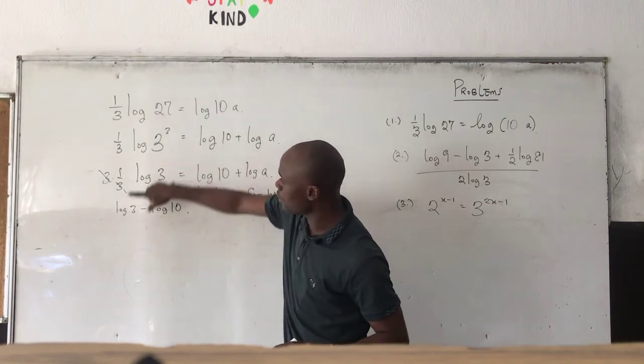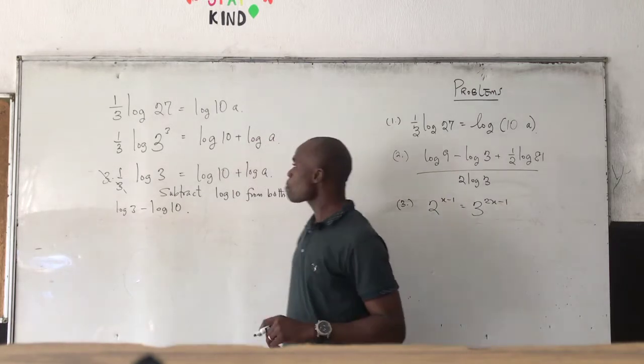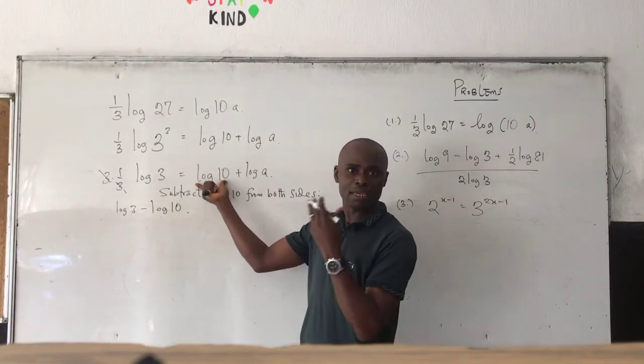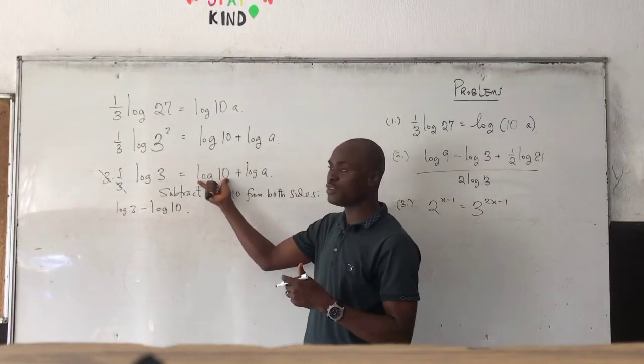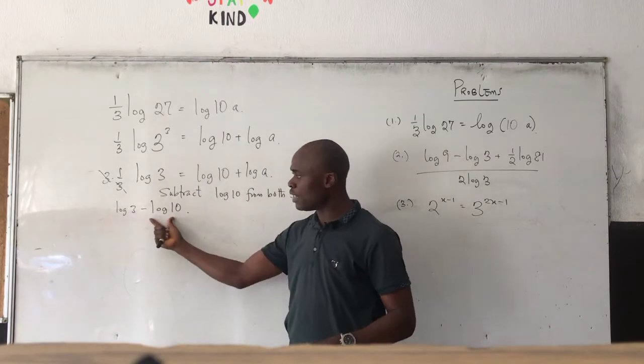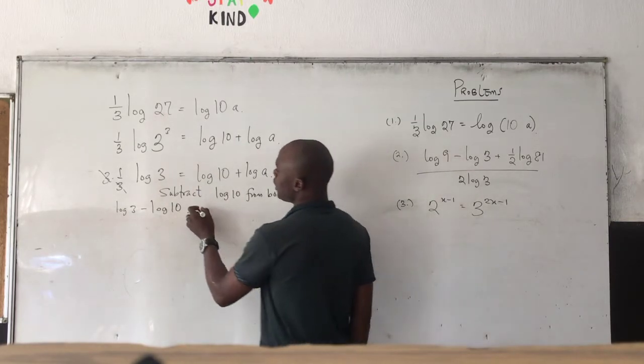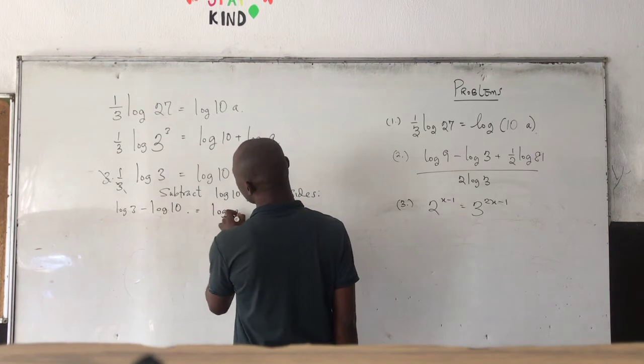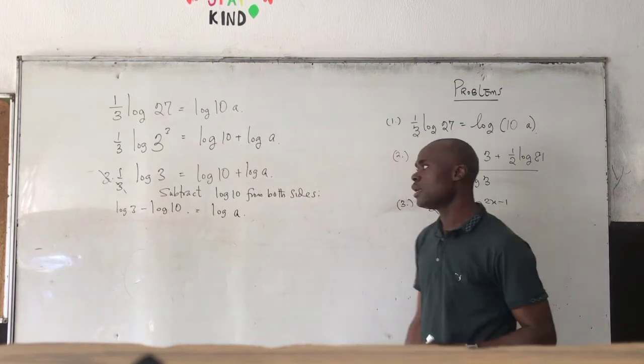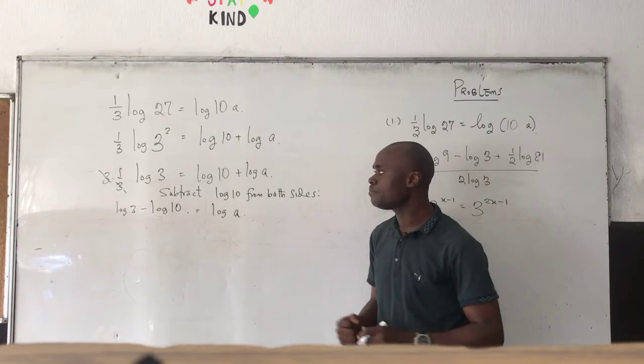I have my log 3. That is the leftover right here. And I subtract log 10 from both sides. So I'm going to have this off from here, and I'm going to be having minus log 10 over here. And here I have log a. We are closer to our answer.